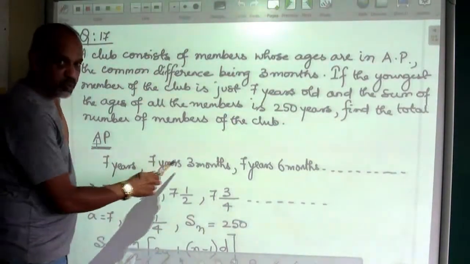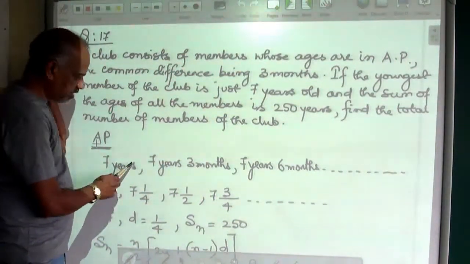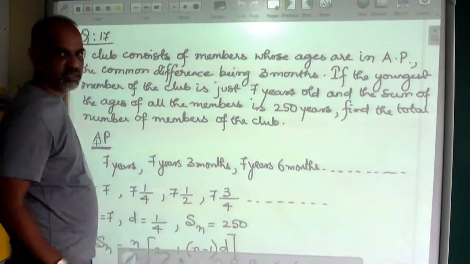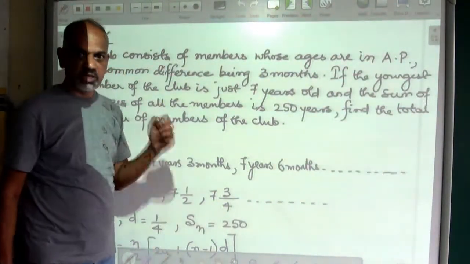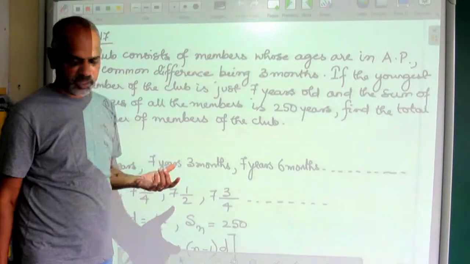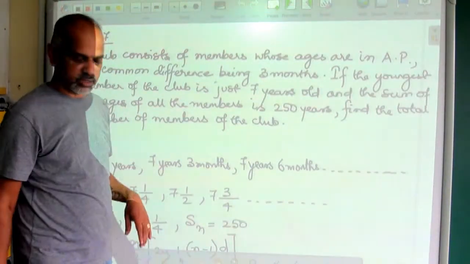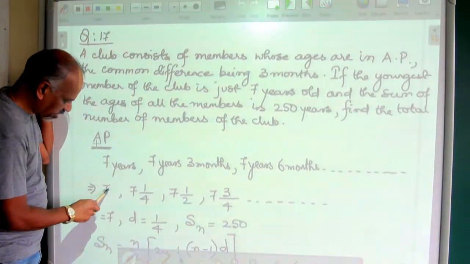Now, you cannot have two different units here. If it is in years, keep everything in years. If you want to change everything to months, change everything to months. Okay. I am changing everything to years.